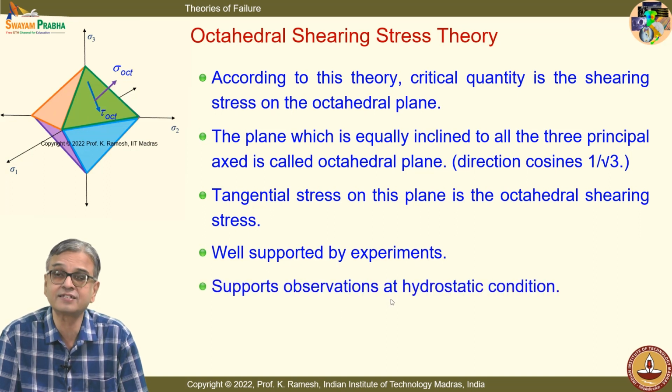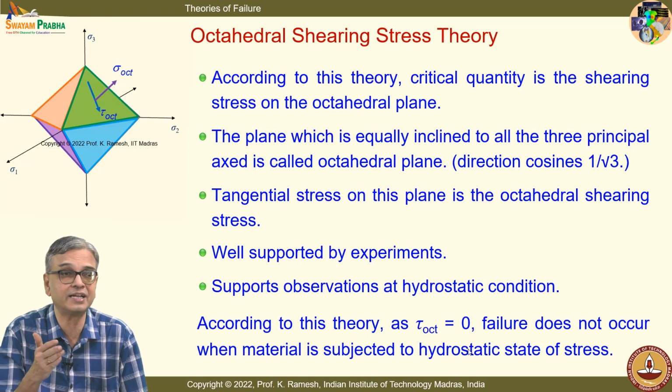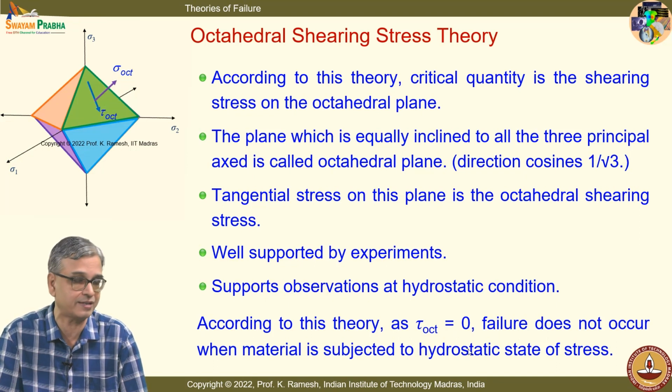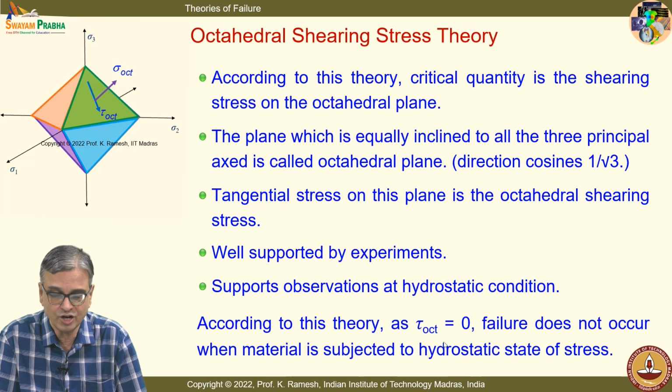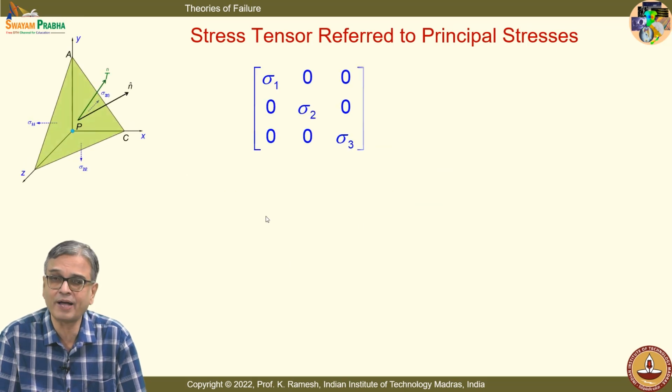It supports observations for the hydrostatic condition, and once you see the expression, I have written the result here, but once you see the expression, you will see it. Octahedral shear stress is 0 when I have hydrostatic stress. So, like we have said, the point P can be moved along the axis, and you have justification from this basic theory if you analytically examine its behavior. Okay. So, now I have to get the octahedral shear stress. In fact, you have developed it as part of your assignment, but anyway we will go back and do this.